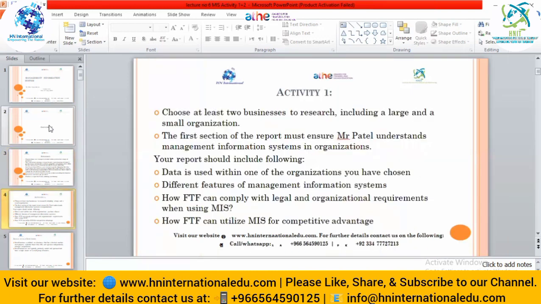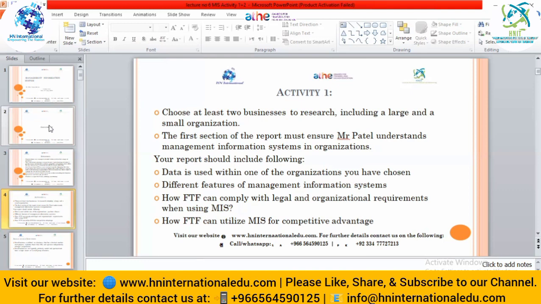So in the first step, we have to choose two organizations in which we will study the management information system. At least two, we can choose more than two organizations. We can choose two small, two large organizations, but whenever we are talking about the minimum requirement, we have to study one large organization and one small organization, and we have to mention which type of management information system they are using. And in the first session, we have to make a report for the director so that they can understand the following things by reading that report.